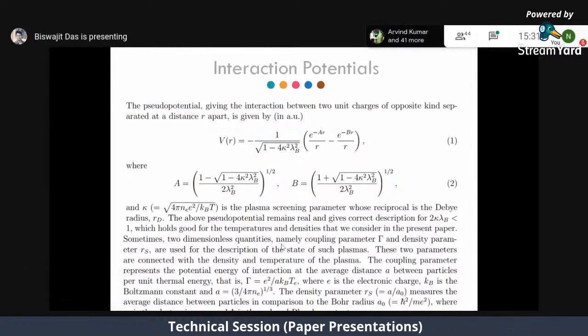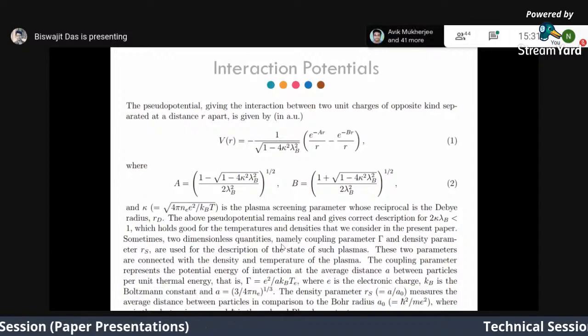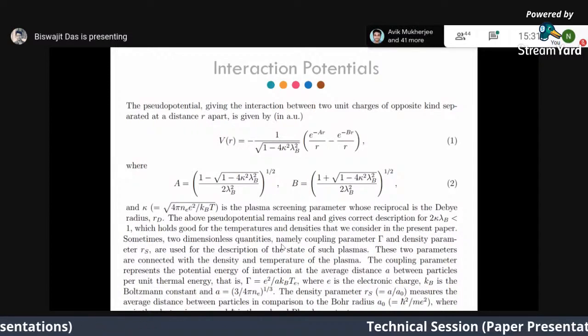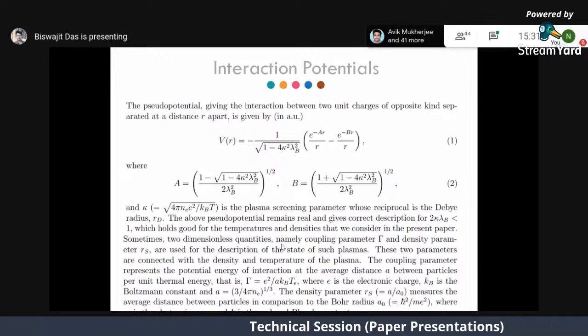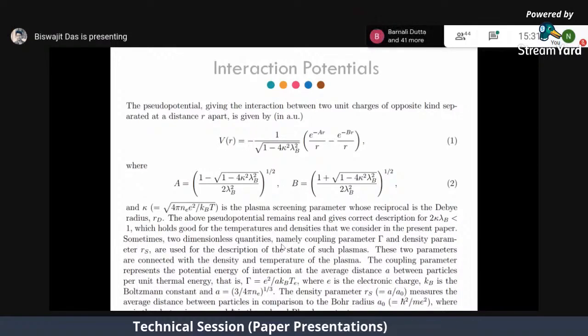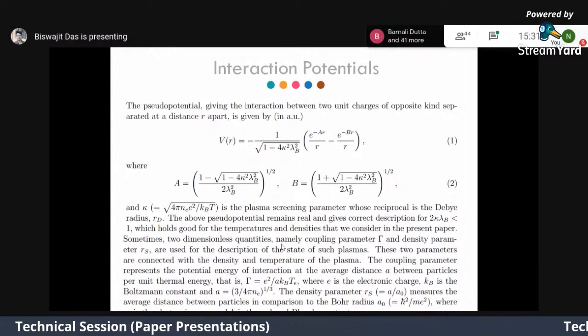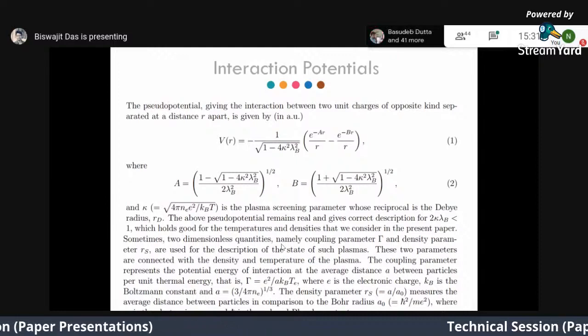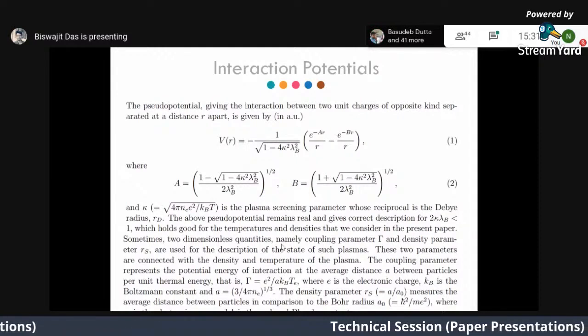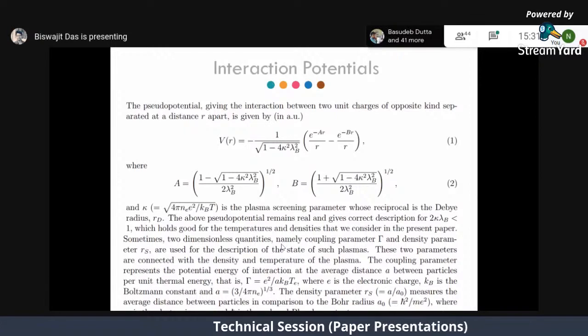where e is the electronic charge, kB is the Boltzmann constant, and A equal to (3 by 4 pi n e) whole to the 1/3. The density parameter Rs measures the average distance between particles in comparison to the Bohr radius a0, where m is the electronic mass and h-bar is the reduced Planck constant.